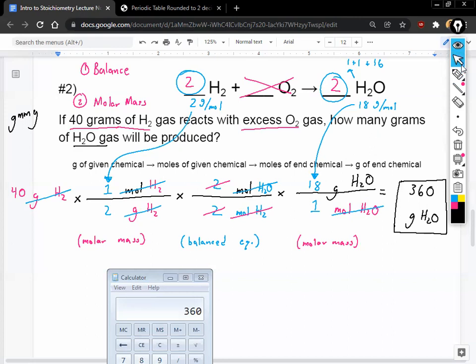Like, what does the sugar hold that with water? Huh? Like, what does the sugar hold that with water? 360 grams of water is very little. It's like less than half a liter.